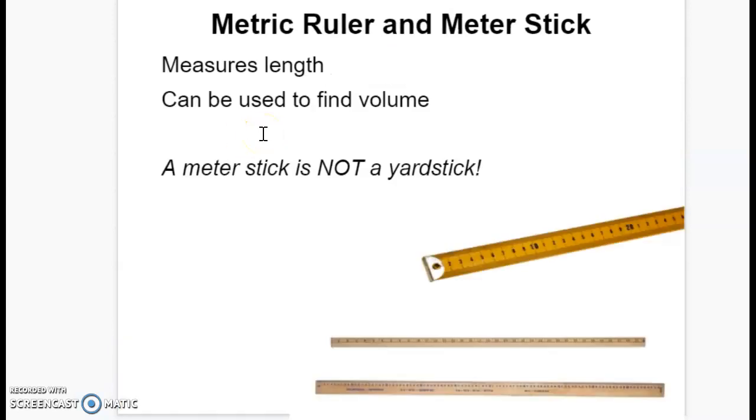This is not on your notes page as well, but we do use metric rulers and meter sticks quite often. It measures length. A meter stick is not a yardstick, so don't get it confused. We use a metric ruler and a meter stick so we use centimeters, not inches, and it gives us a more accurate result that way.